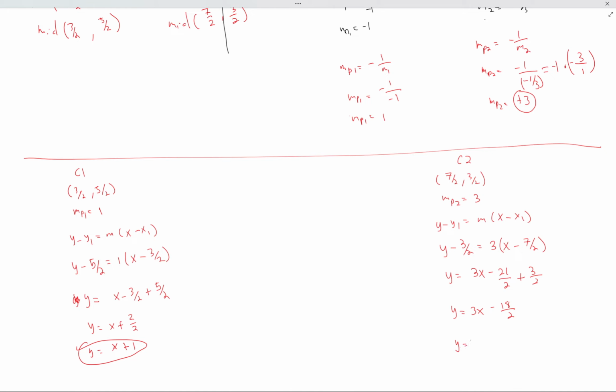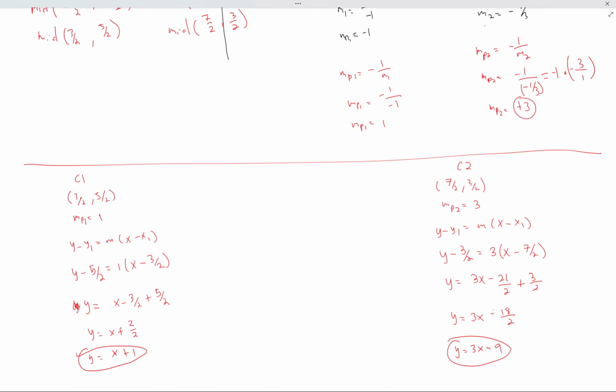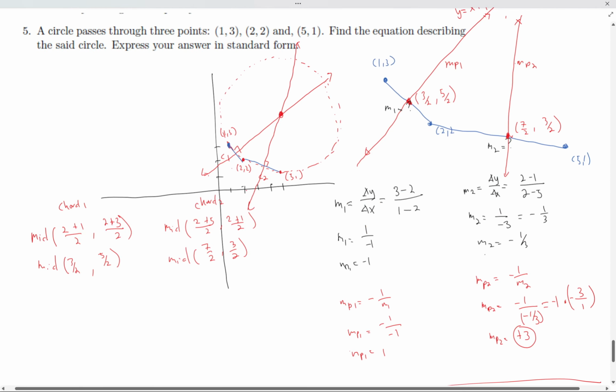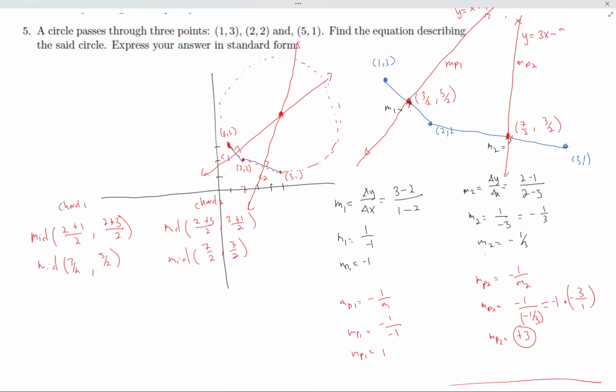And then this will become 3x. And then 18 divided by 2 is a whole number, that is negative 9. So now that will be the equation of the other perpendicular bisector. So the equation here will be y equal to 3x minus 9.